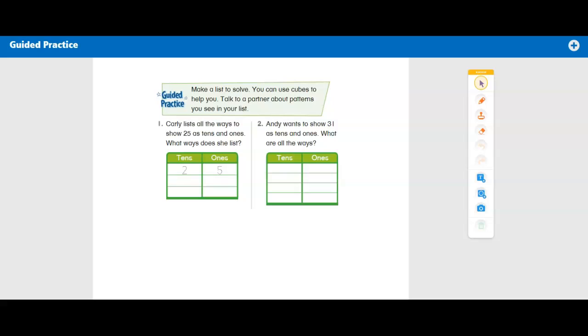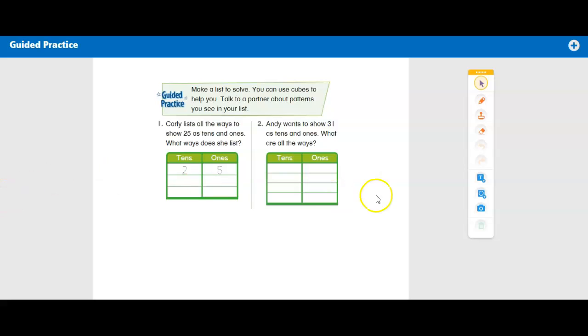For our guided practice on page 350, it says make a list to solve. You can use cubes to help you. Talk to a partner about patterns you see in your list. We will be each other's partners. Let's look at number 1. It says, Carly lists all the ways to show 25 as tens and ones. What ways does she list?